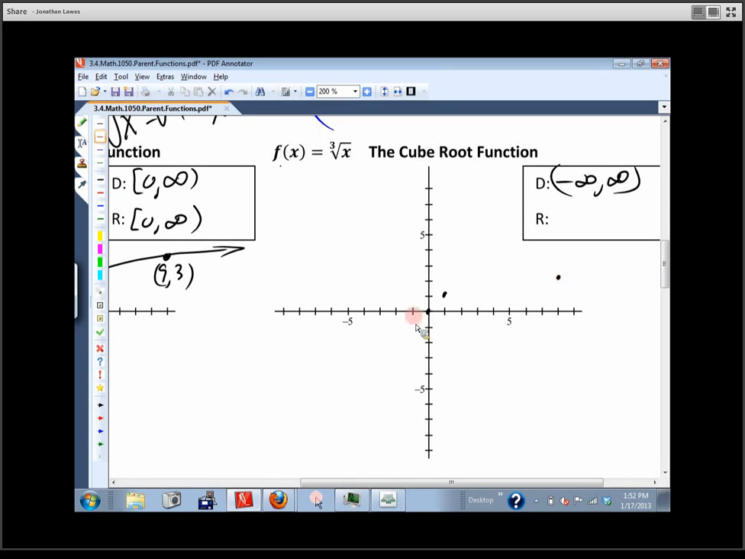Now, if I plug in a negative 1, I can take the cube root of a negative. I just get a negative. Cube root of negative 1 would be negative 1. Cube root of negative 8 would be negative 2. So here's what the graph looks like.